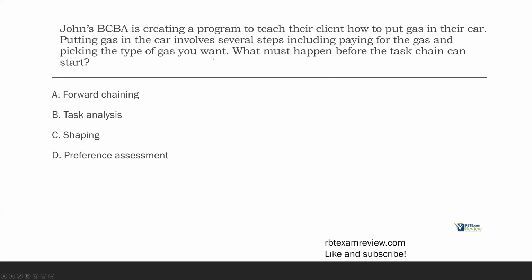John's BCBA is creating a program to teach their client how to put gas in their car. Putting gas in the car involves several steps, including paying for the gas and picking the type of gas you want. What must happen before the task chain can start?